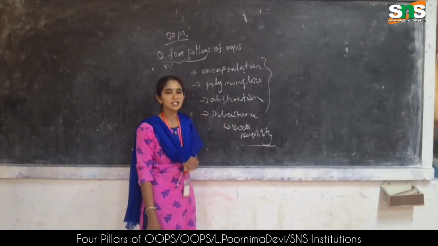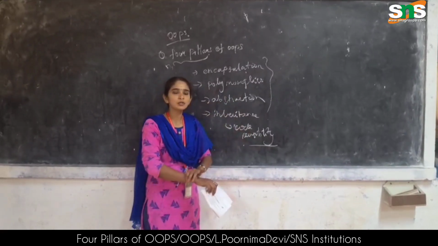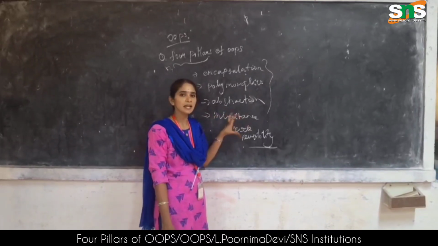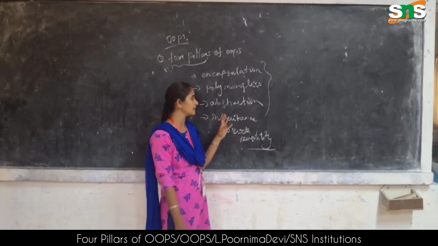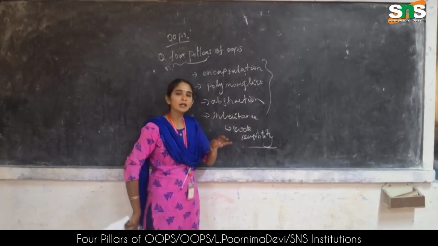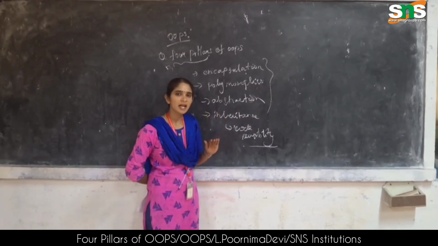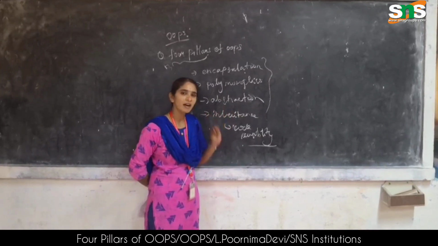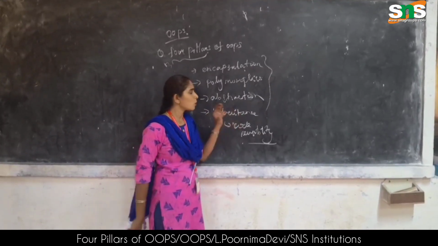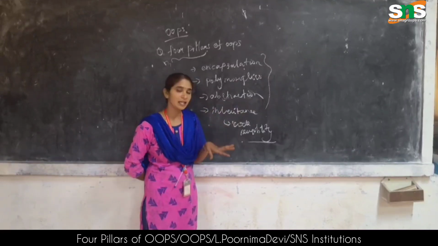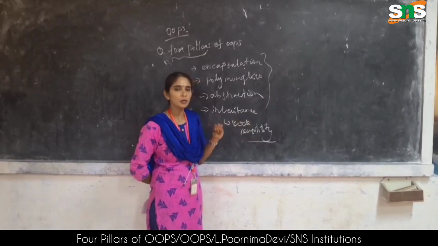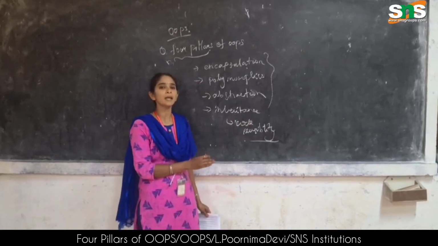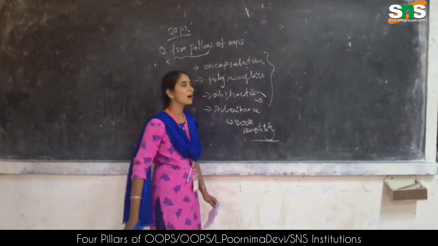Then abstraction. Abstraction is used to hide some essential details. We will also see this topic in detail. When you give the abstract keyword in front of your method, you need not define that particular method. Once you give the abstract keyword to your class, you cannot create an object for that particular class. These are the main important features of abstraction.